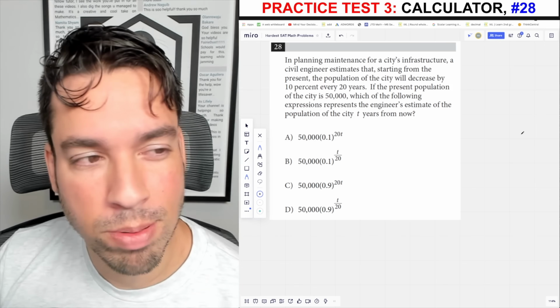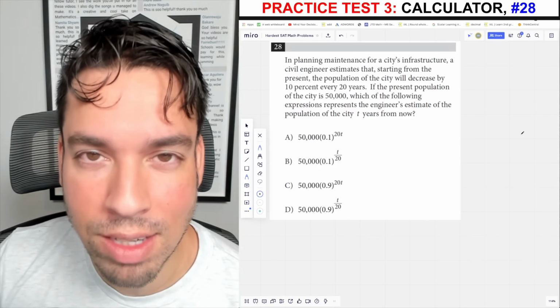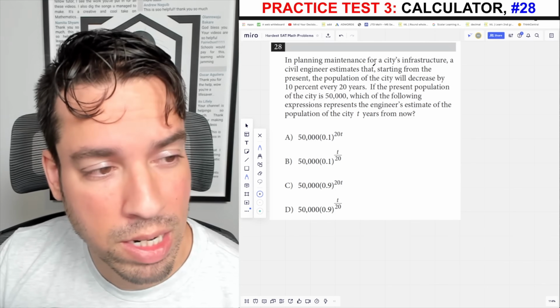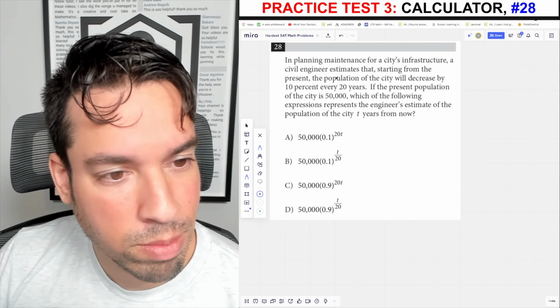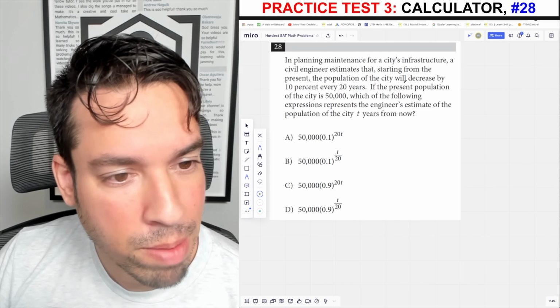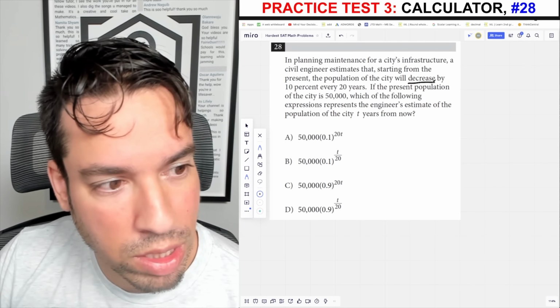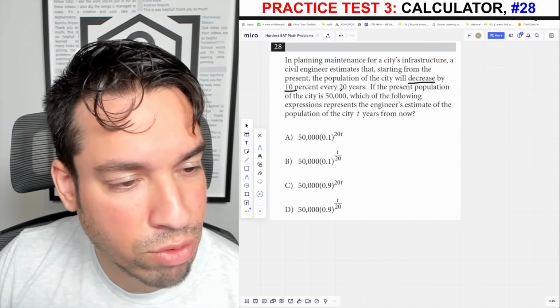This one is a straight up exponential problem, but what makes it difficult is the time period. So I'm going to read through it and I'll explain how to tackle it. In planning and maintenance for a city's infrastructure, civil engineer estimates that starting from the present, the population of the city will decrease by 10% every 20 years.